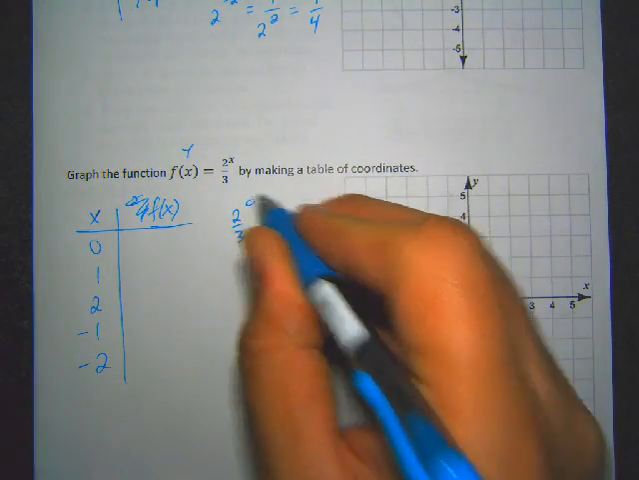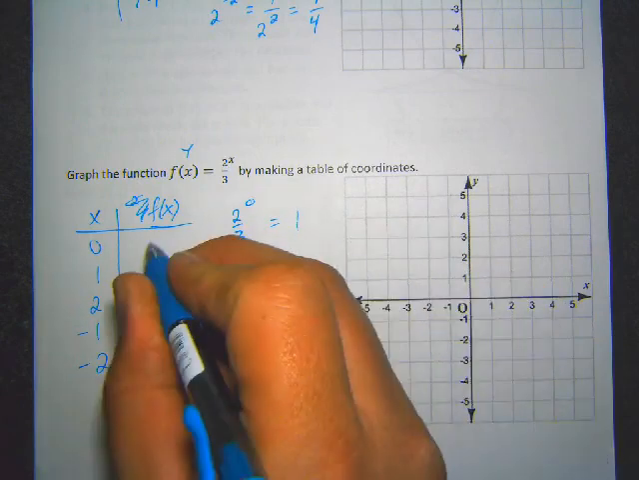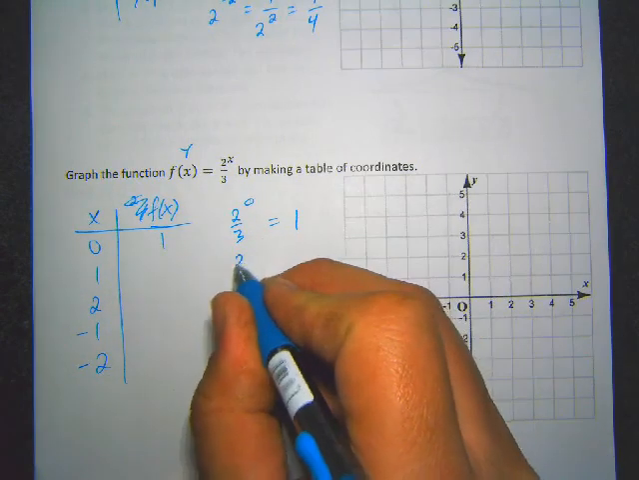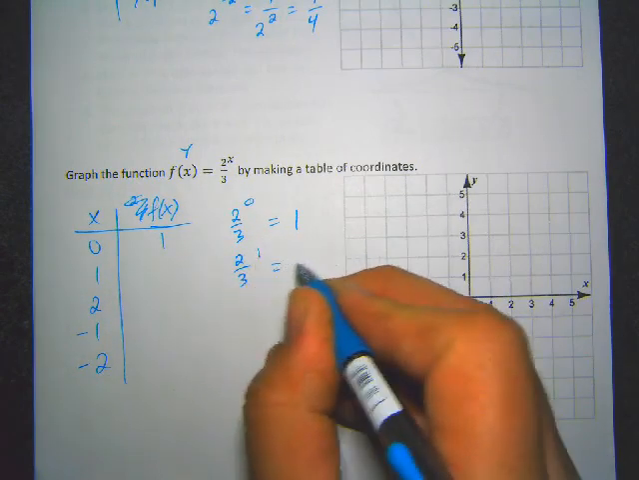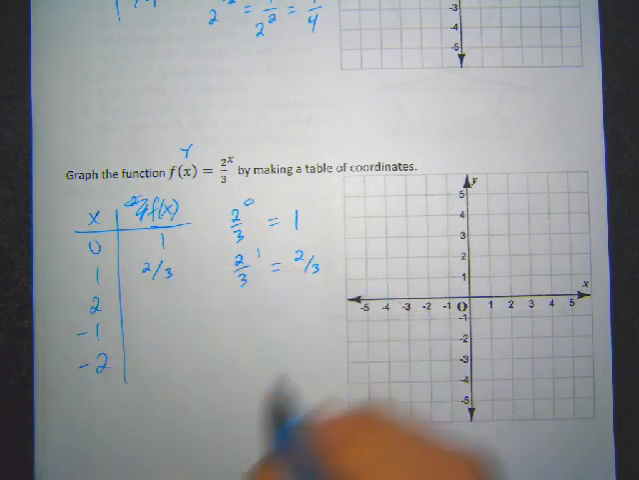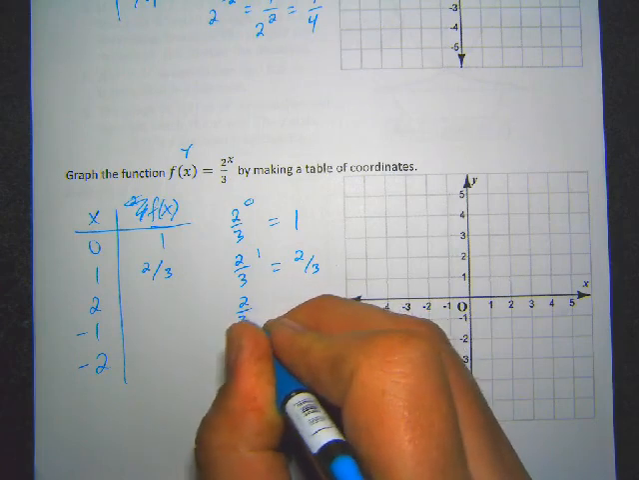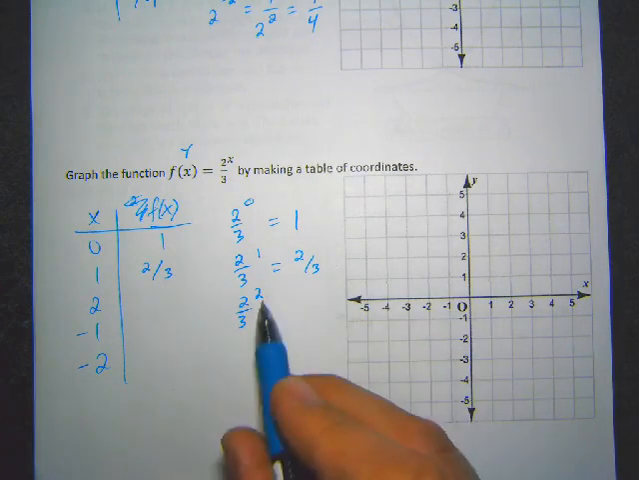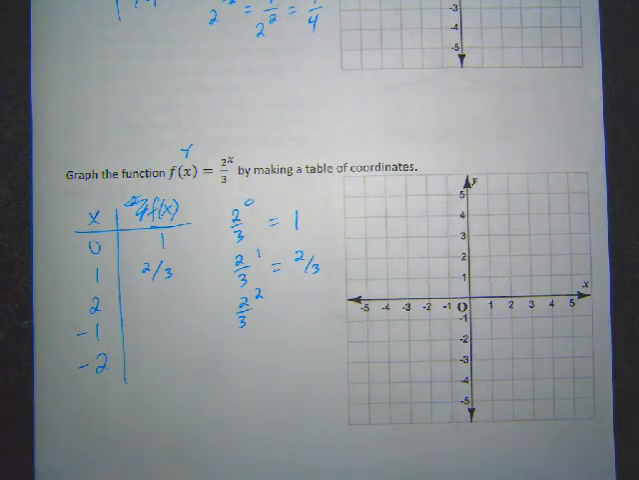So 2/3 to the 0, anything to the 0 is still 1. So it's going to give us 1. And then 2/3 to the first, which gives us 2/3. The next one, we're going to do 2/3 to the second. Remember that when you square a fraction, you square both the top and the bottom.